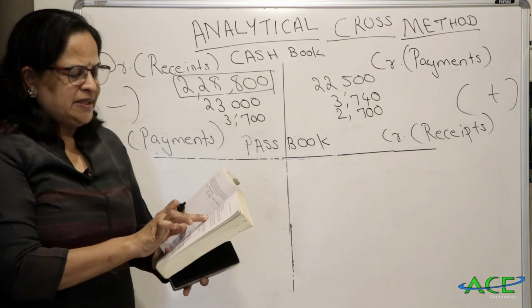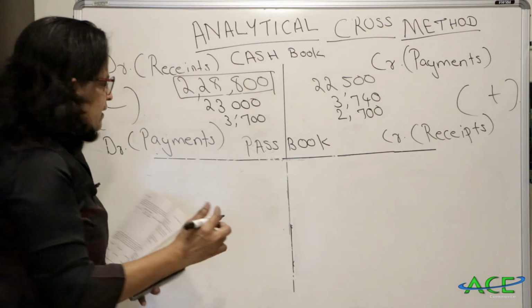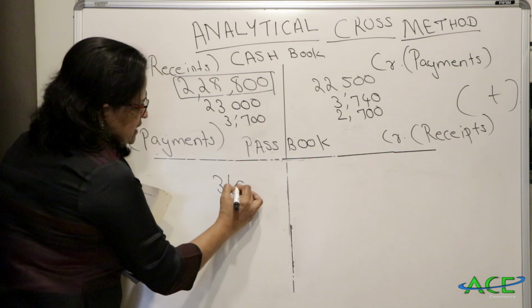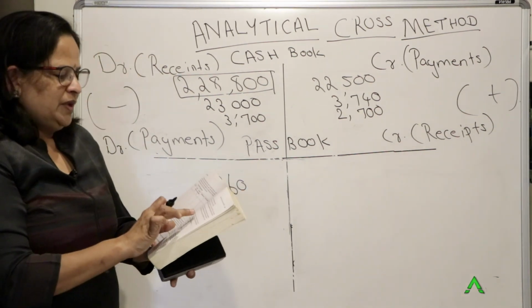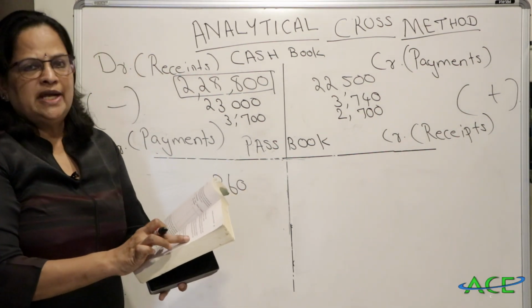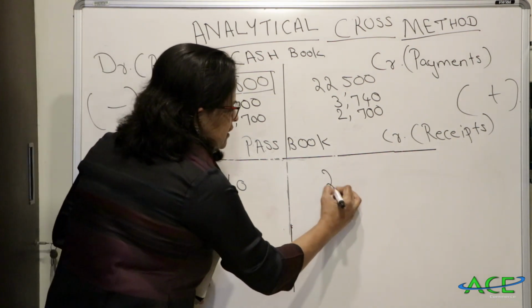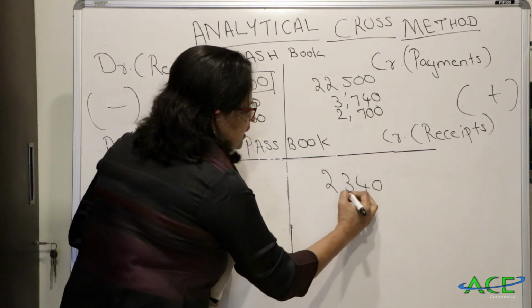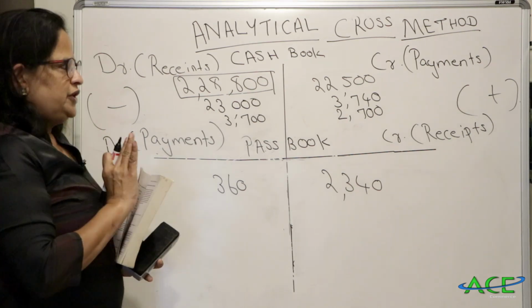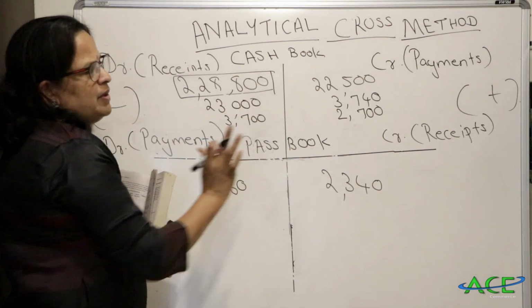Now the bank charged 360 as commission. It's an expense, so here it will come. Now the bank allowed 2,340 for interest. This is an income. You have to remember, now we have to calculate the passbook balance.